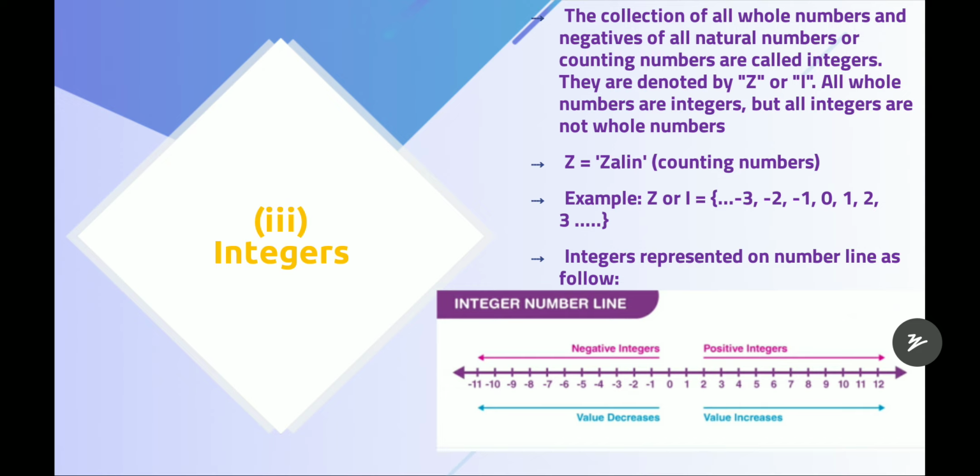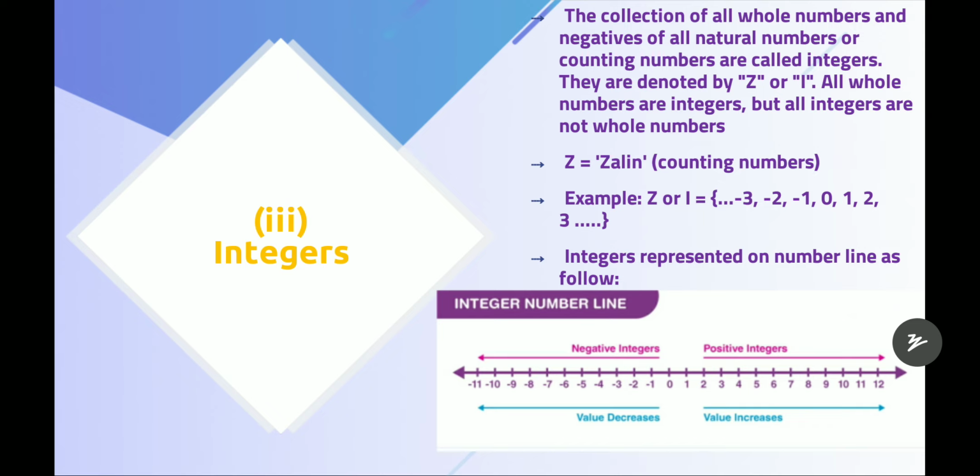No, 0 is neither positive nor negative. So integers, the collection of all whole numbers. Whole numbers start from 0, right? So all 0, 1, 2, 3 till infinity, and negatives of all natural numbers like -1, -2, -3 till minus infinity also can be there, right? Natural numbers are also called counting numbers, right?